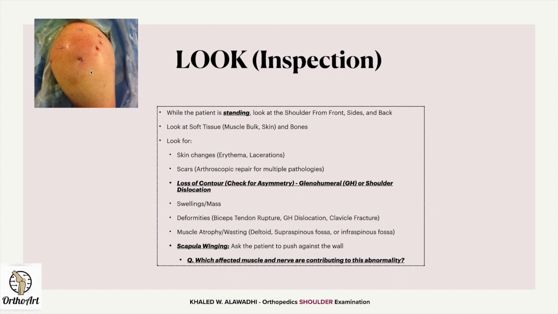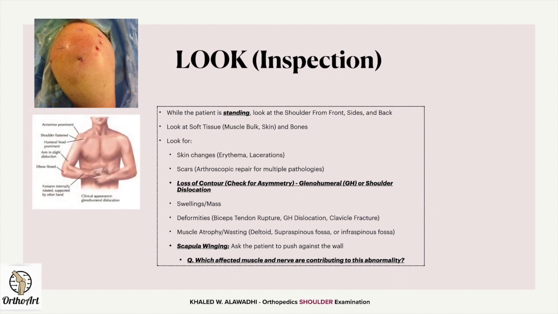Then check for swelling or a mass in that area. Check for deformities: a biceps tendon rupture, a glenohumeral joint dislocation, a clavicle fracture. You have to check on these. Then look for muscle atrophy and wasting. Examples of that are the deltoid, supraspinatus fossa or infraspinous fossa. Then scapular winging. So this is a picture of a loss of contour or asymmetry.